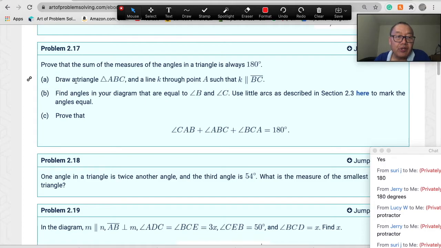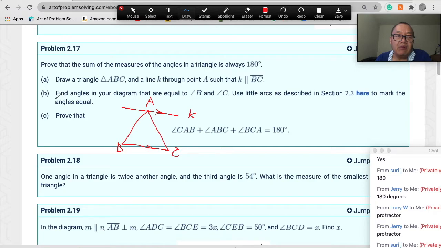First, draw a triangle ABC and a line K through point A such that K is parallel with BC. That means if you have this triangle ABC, they ask you to draw a line K parallel with this BC through this point A. Suppose this one is line K. Now make this K parallel with this BC.